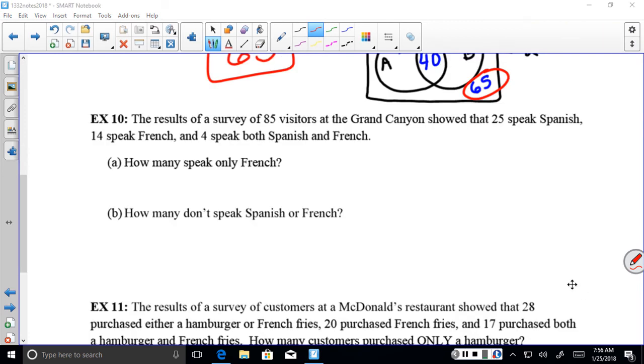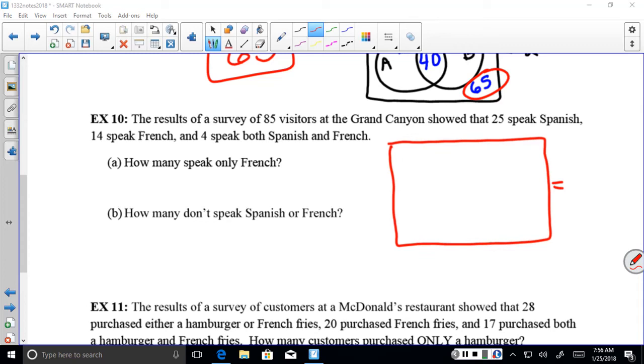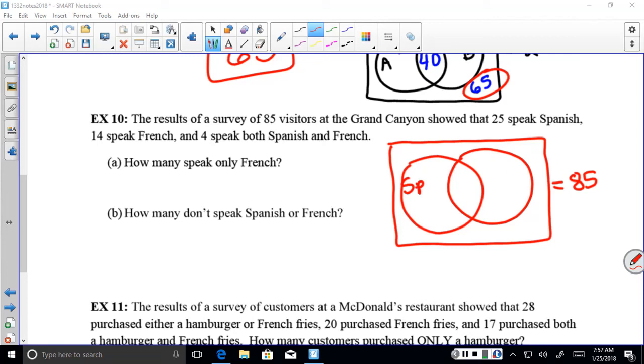Okay, number 10, the results of a survey of 85 visitors at the Grand Canyon showed that 25 speak Spanish, 14 speak French, and 4 speak both. So I'm going to draw my universe. I know my entire universe adds up to what? 85. I've got 2 circles going on here. One of them is representing what? Spanish. The other is representing French.